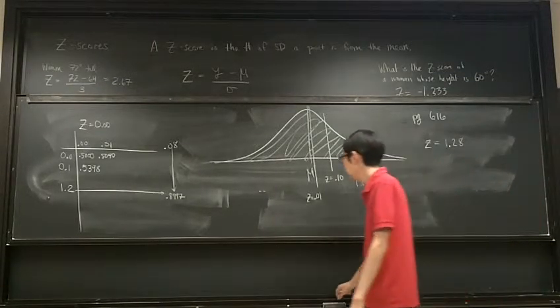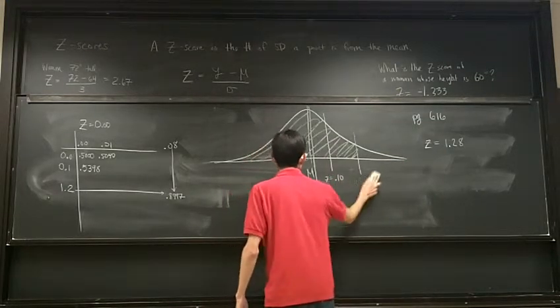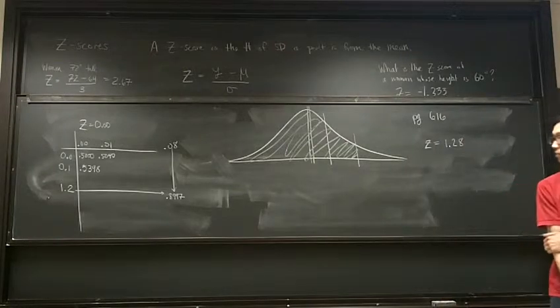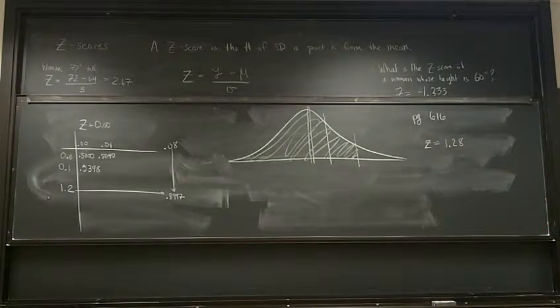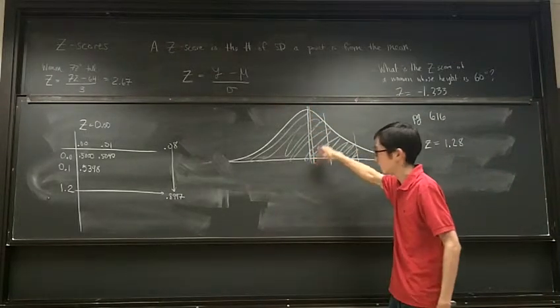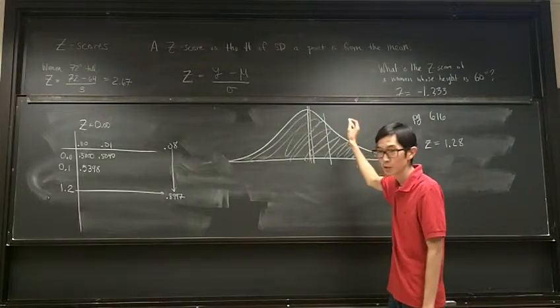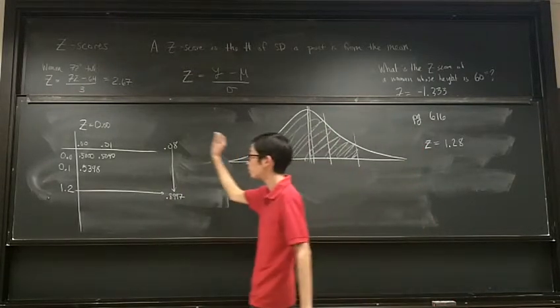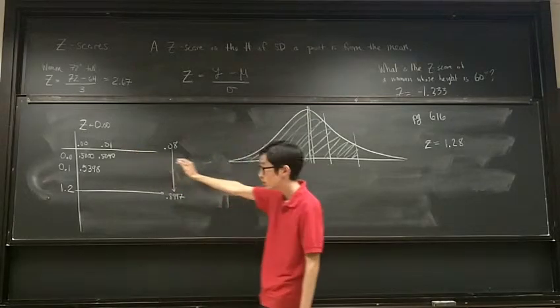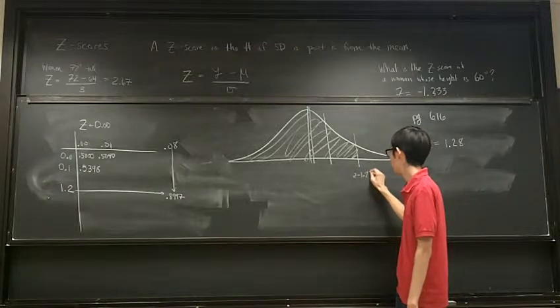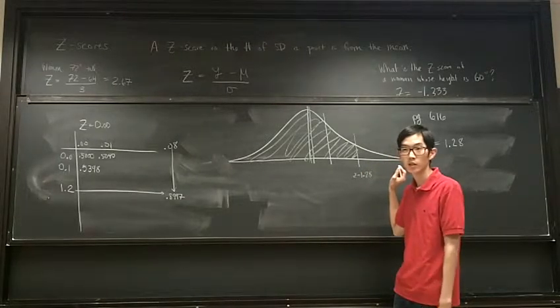I have a question about this. So 1.28, you're shading the whole thing, it's not just to the mean? Yeah, not to the mean, okay? Because if it's to the mean, it's 50%. I can't have more than 50%, right? So it's going from, technically, negative infinity all the way up to z equals 1.28.